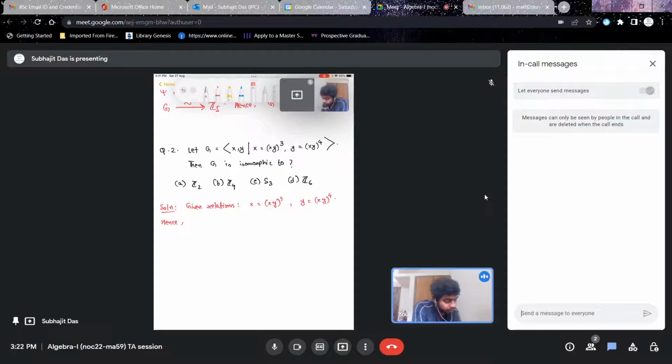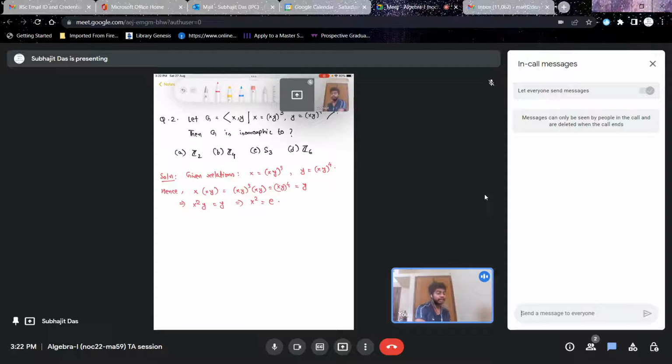So from this we see that if we multiply xy cubed with xy, this is just xy to the power 4, which is y. This therefore implies that x squared y is equal to y, and therefore by right cancellation you get x squared is equal to the identity. So we have one more relation: x squared is the identity.